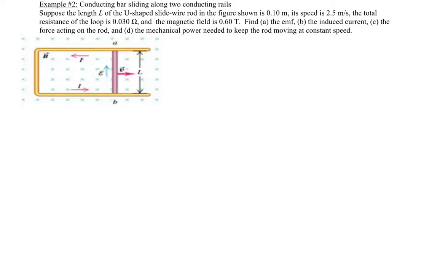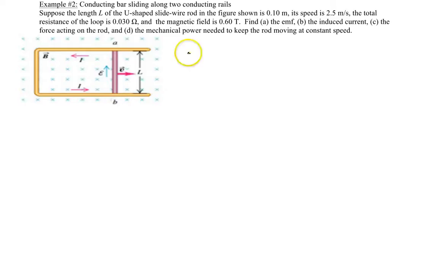Welcome to example number 2. We have a conducting bar with a rod that is also conducting, and the rod is being pulled to the right with a force, and there's an opposing magnetic force backwards. As it moves this way, there is an induced current in this circuit, and we're asked to find a number of things like EMF, the size of that induced current, the force that you would pull to the right on the rod, and what is the mechanical power needed to keep the rod at constant speed.